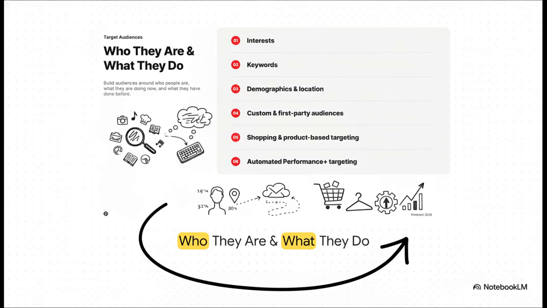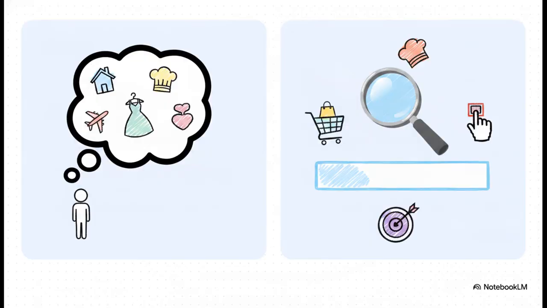But listen, if you are a brand new advertiser setting up your very first campaign, you absolutely need to focus on mastering the top 2, interests and keywords. These 2 alone are going to give you the absolute strongest foundation. Let's break those 2 down because understanding the difference between them is a total game changer. First, we have interests. This uses long-term signals to capture early planners.